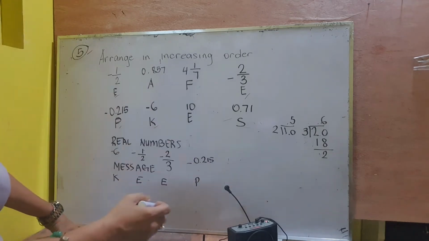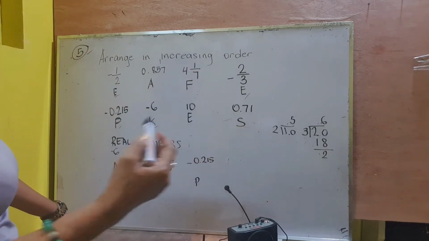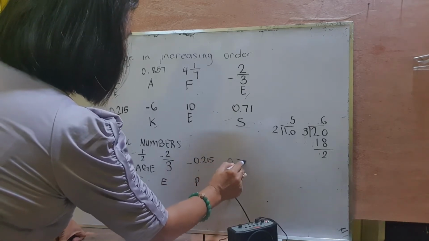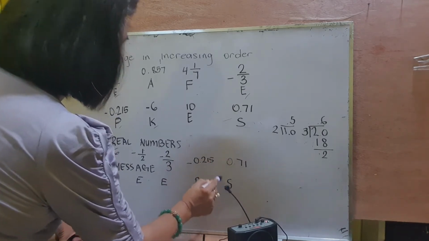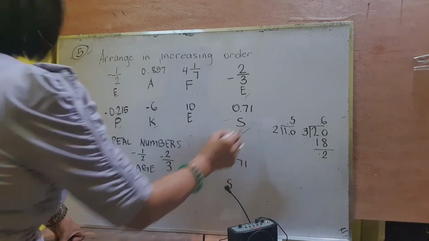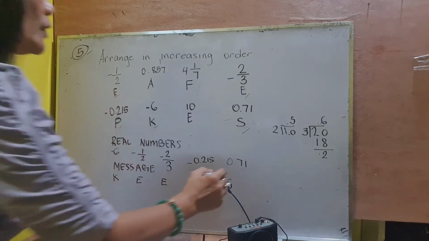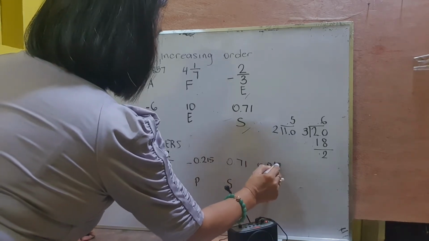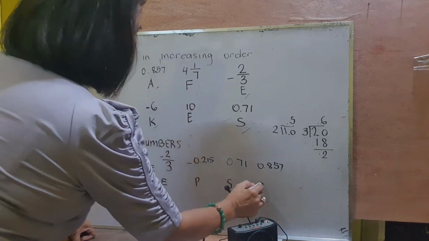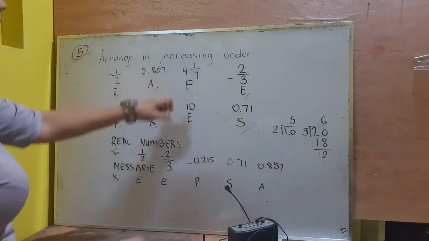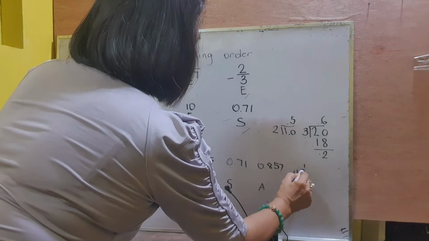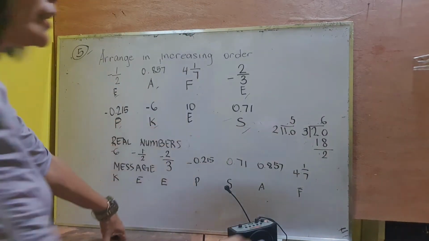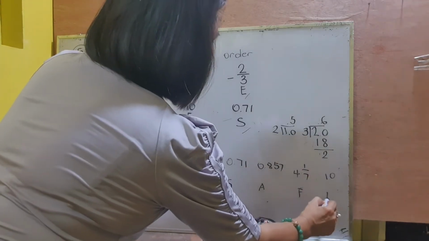So, tingnan natin naman, since naubos na yung negative, punta tayo ngayon sa positive. Okay, so we have here 0.71. Ang letter na nandiyan ay letter S. Next. And then, we have here, ayun, 0.857. 857, so that is letter A. And then, next natin itong 4 and 1/7, that is letter F. And then, yung isa pa natin is 10. Ang letter na nandoon ay E.